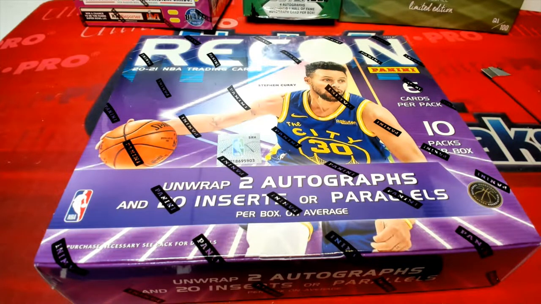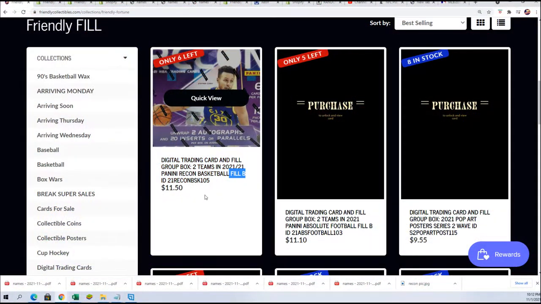So it's Recon basketball time, and we have a new filler available, filler B for 105. That is 11:50 to get into.